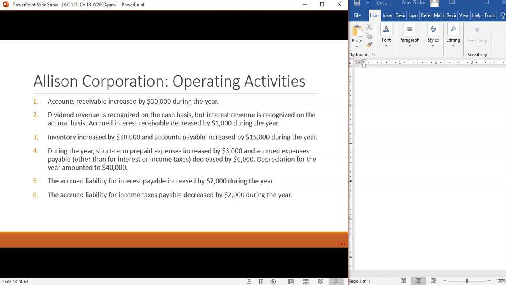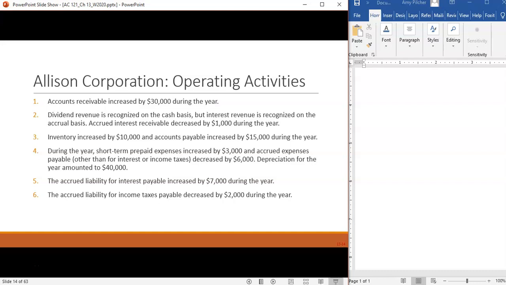We have dividend revenue on cash basis, but interest revenue on accrual basis. We have inventory increased by $10,000 and our accounts payable increased by $15,000. And then we had prepaid expenses increased by $3,000 and accrued expenses decreased by $6,000. We need to know what our depreciation for the year is because that's a non-cash activity. We have a liability for interest payable and a liability for income taxes payable.